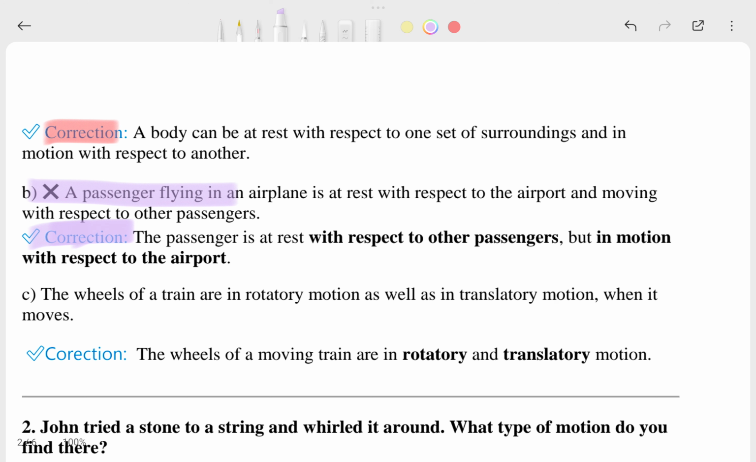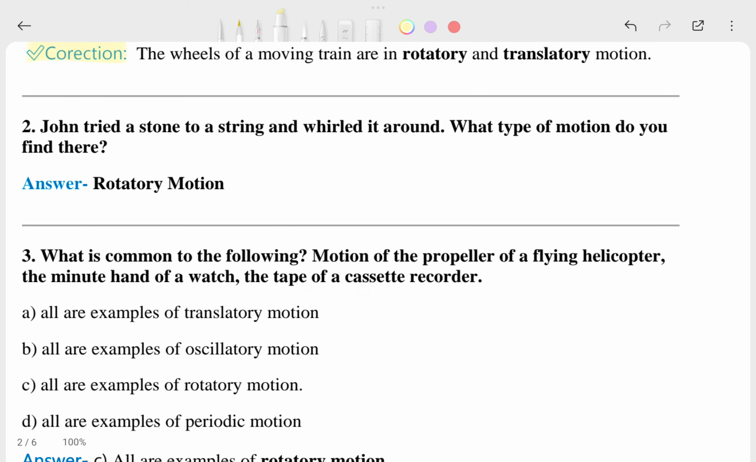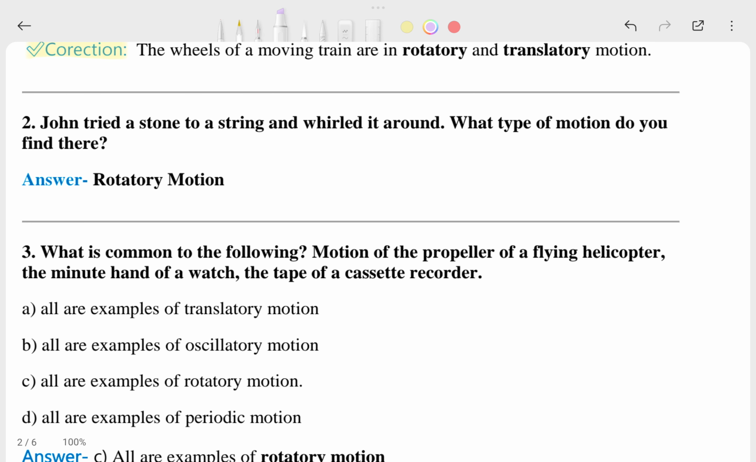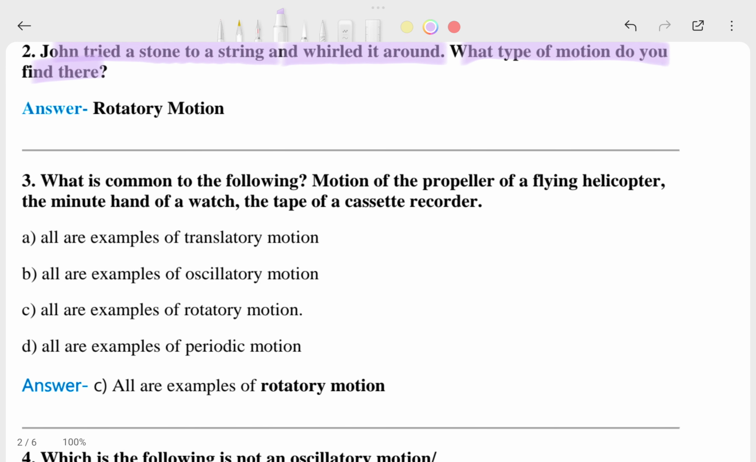This is C. The wheels of the train are in rotatory motion as well as in translatory motion when it moves, and this is the correct answer. Okay, let's go to the second question. John tied a stone to a string and whirled it around. What type of motion do you find there? Rotatory motion.